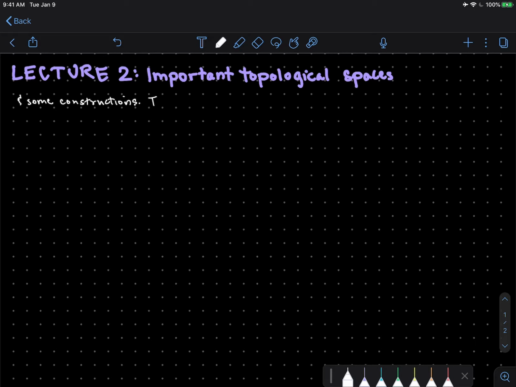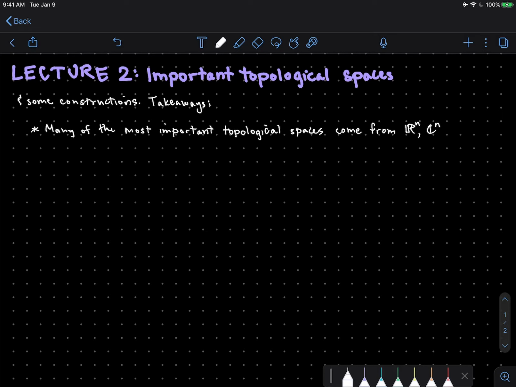Here are some of the takeaways that I hope you'll get from this lecture. The first is that many of the most important topological spaces come from Rn, Cn, and sometimes Hn in natural ways.